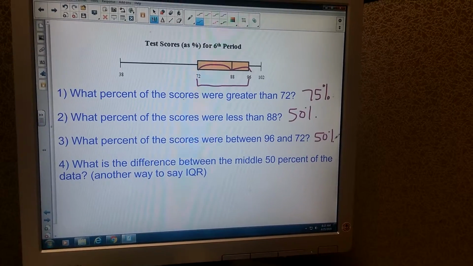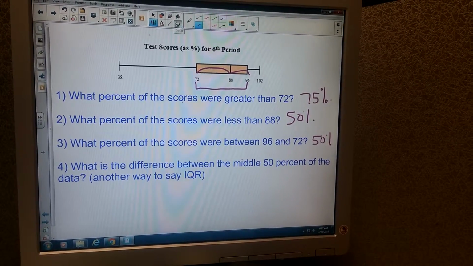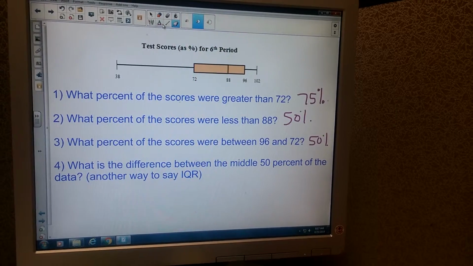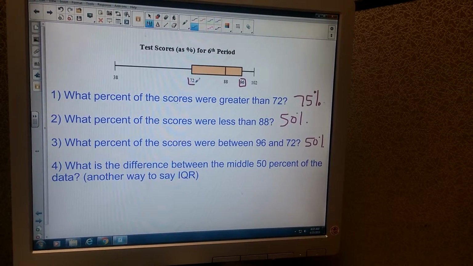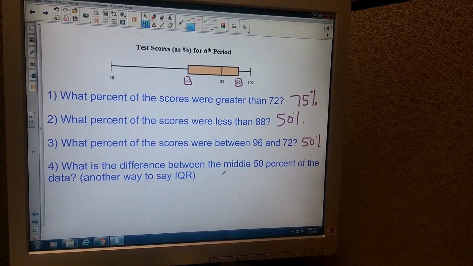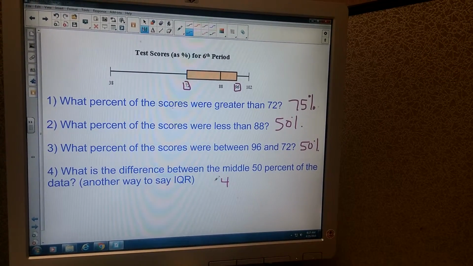And then what is the difference between the middle 50%? That's interquartile range, and that is the difference between 96 and 72. When you subtract those, you get 24.